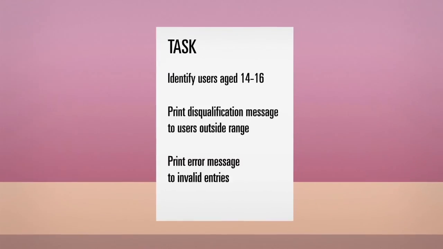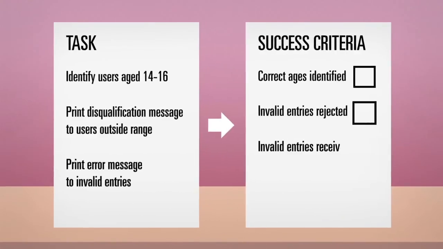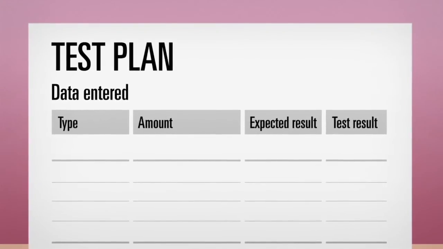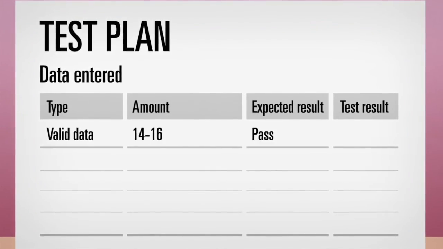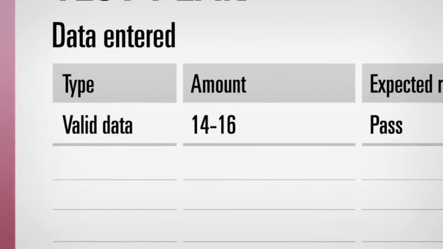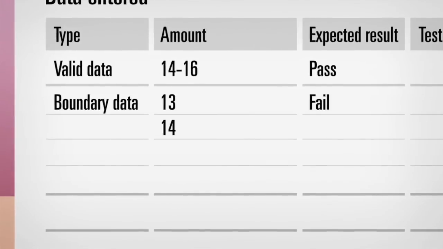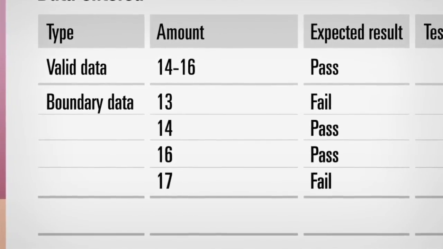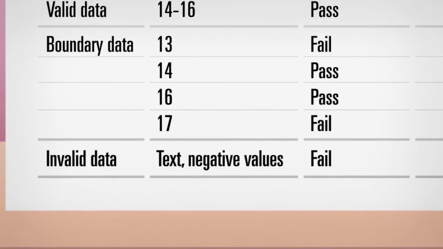Testing. The final item to design is how you will test your program against the success criteria. The best way to do this is to produce a test plan. This should cover all of the criteria and state what test data you are going to use. As a rule, you should not only test your program with correct, valid data, but you should also test values which are on the upper and lower boundaries and invalid data that should be rejected.